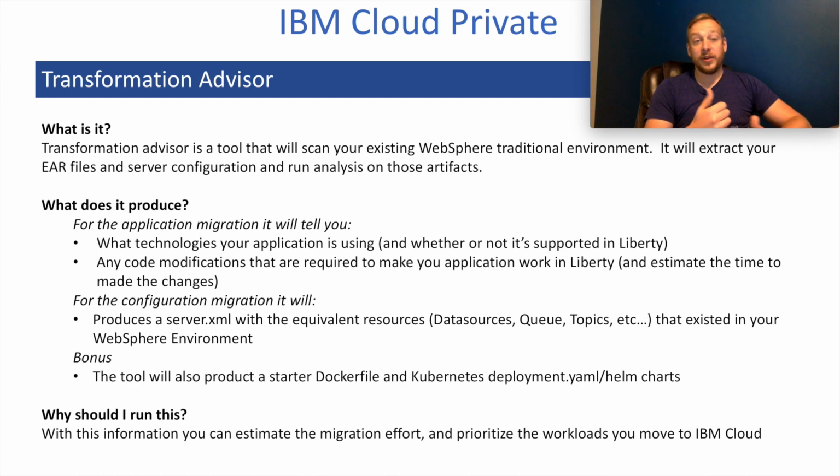And then we also tell you what technologies your application's using, and code modifications. We'll also take your server configuration and produce a server XML file, which is used for creating all of your server configurations. It'll take that from WAS and put that into Liberty. And then again, there are some bonus accelerators: starter Docker files, Kubernetes deployment, and Helm charts that it'll create specifically for your application.